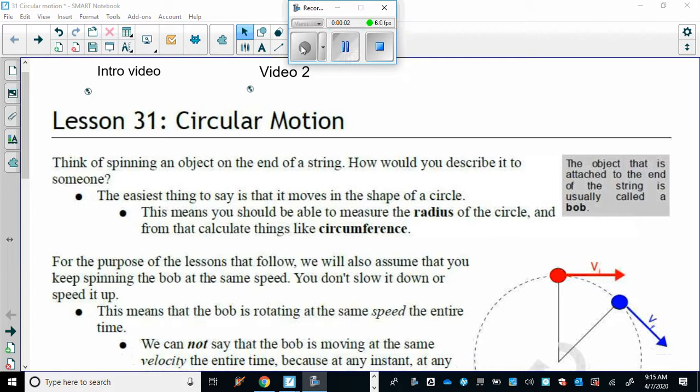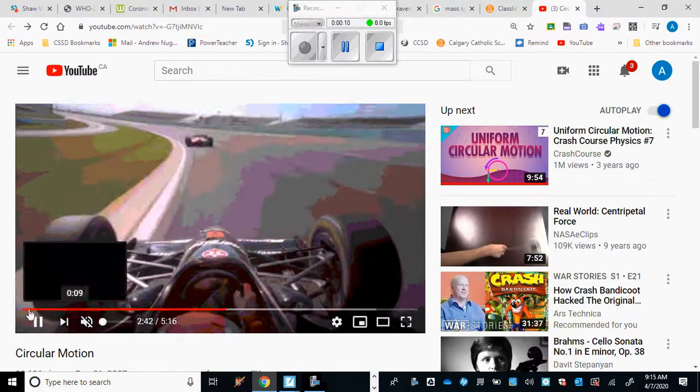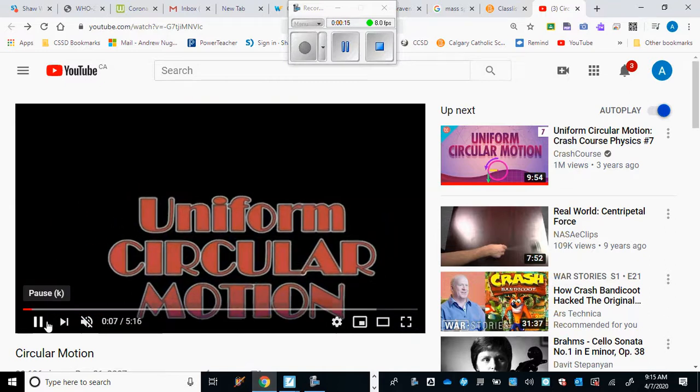Here begins the unit on circular motion. Start with lesson 31, and for the first part of this lesson, we're just going to watch a video. It's this one right here. We're going to watch a video online, and I'm just going to talk along with this video.